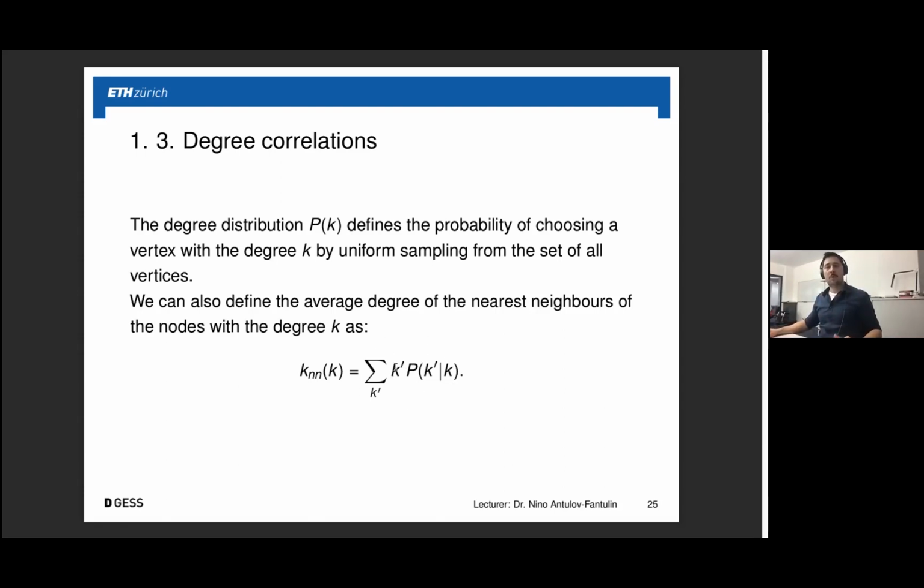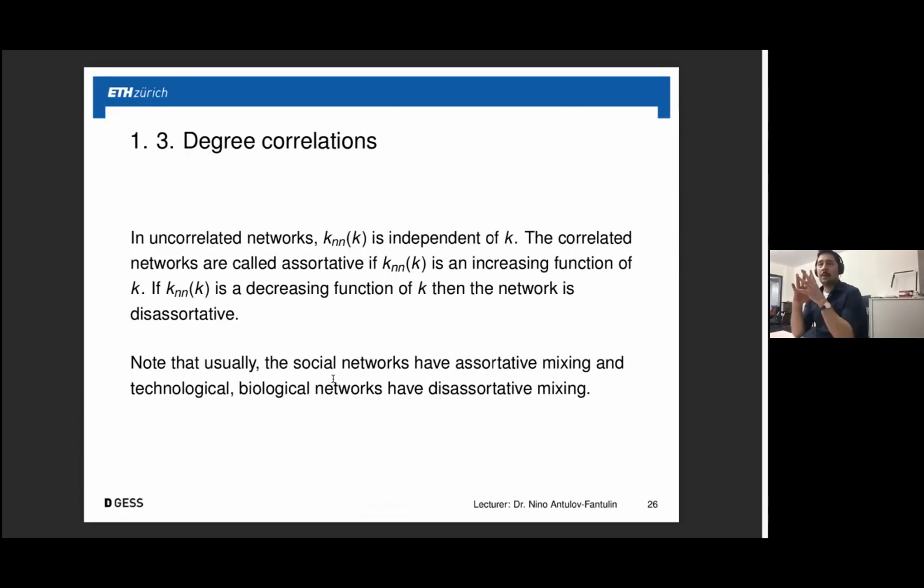If we now sum over all k primes, we get the expected value, that is, the average degree of the nearest neighbors of a node with degree k. So this is a function of k. Based on this property, we can say that in uncorrelated networks, this k_nn(k) is independent of k.